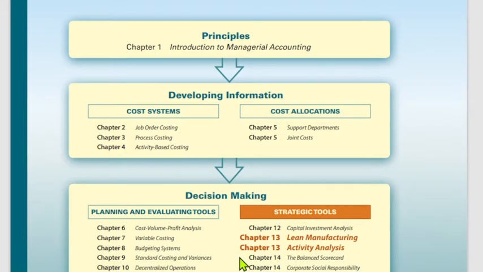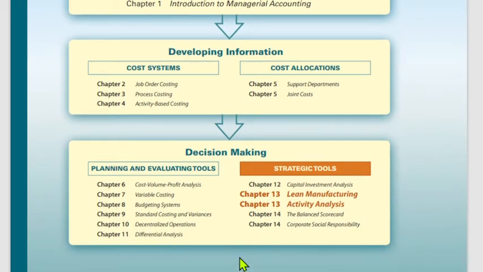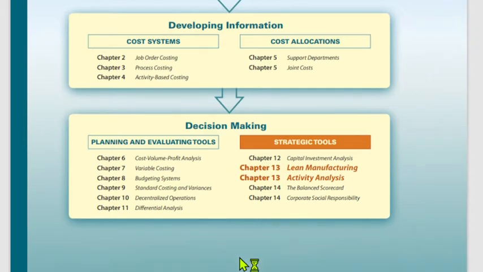This is still under the strategic tools in the decision making of the top management. So we have to learn the concepts of lean manufacturing and activity analysis hand in hand, so we will have a more detailed appreciation of how lean accounting is made in some companies in a particular industry.